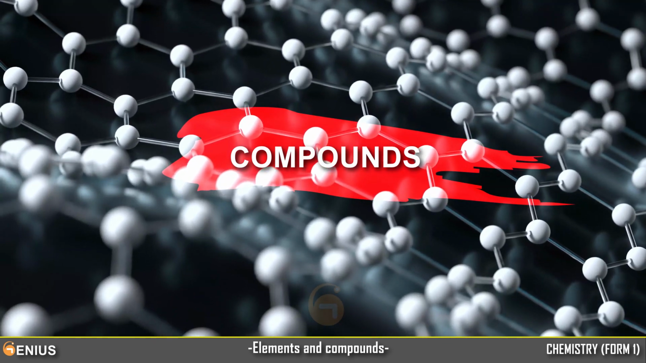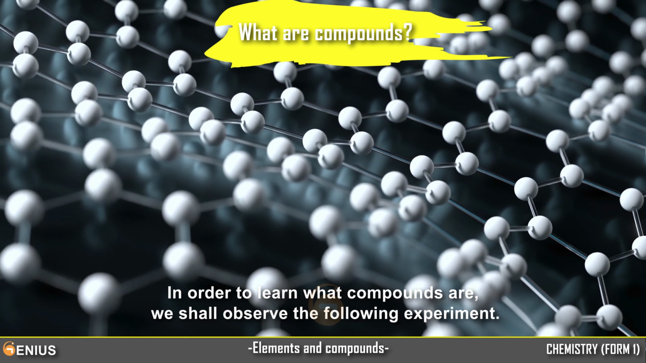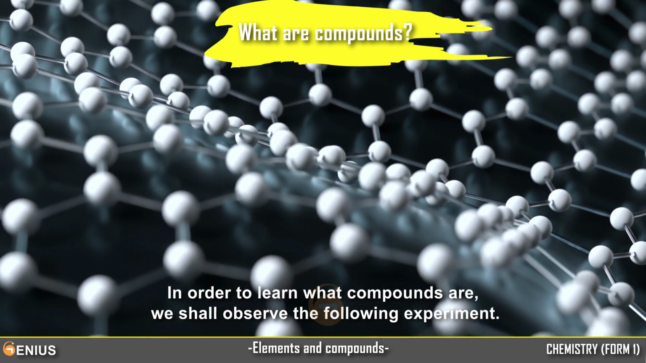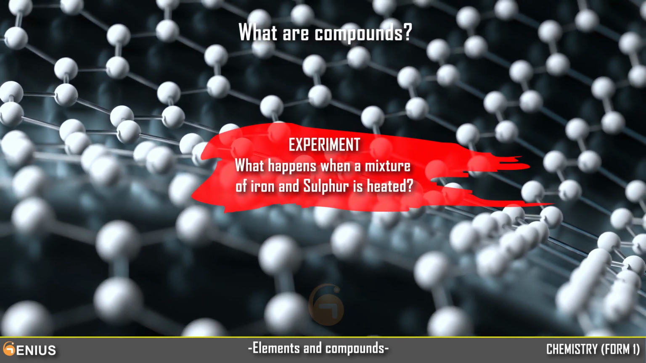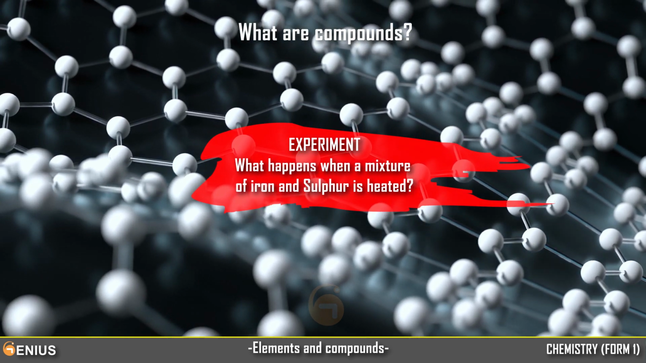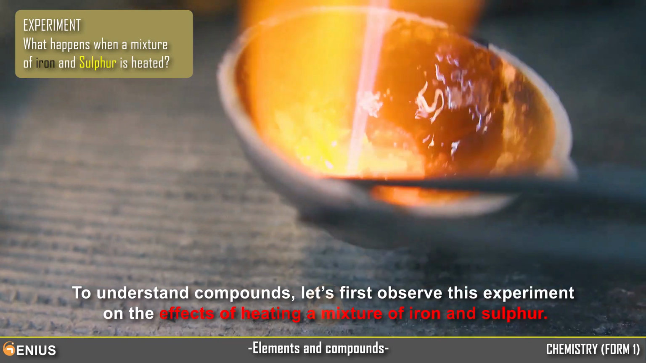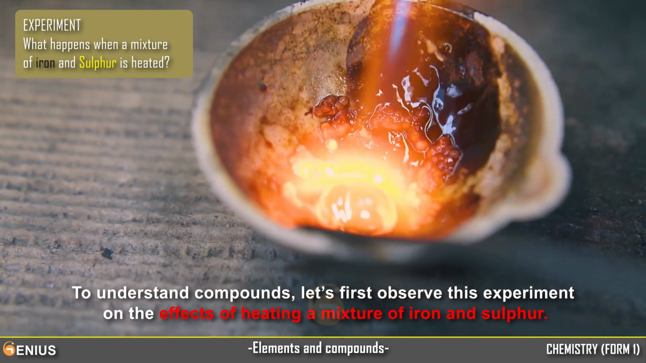Compounds. In order to learn what compounds are, we shall observe the following experiment. Experiment. What happens when a mixture of iron and sulfur is heated? To understand compounds, let's first observe this experiment on the effects of heating a mixture of iron and sulfur.